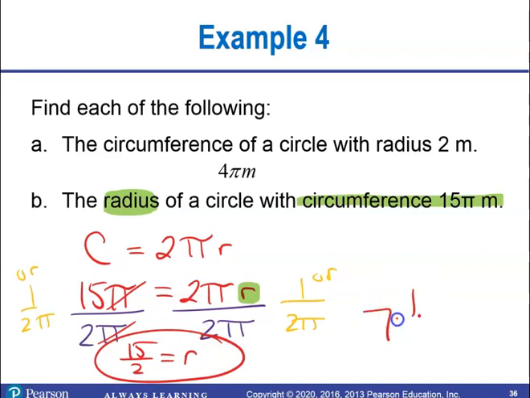So 7.5 what? I left my units out, didn't I? The circumference was 15 pi meters, okay?